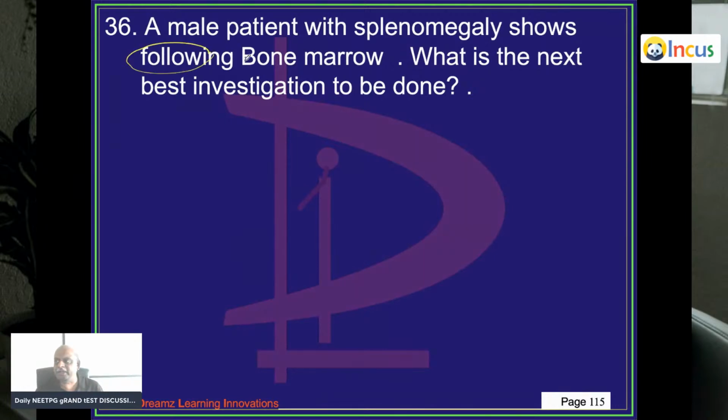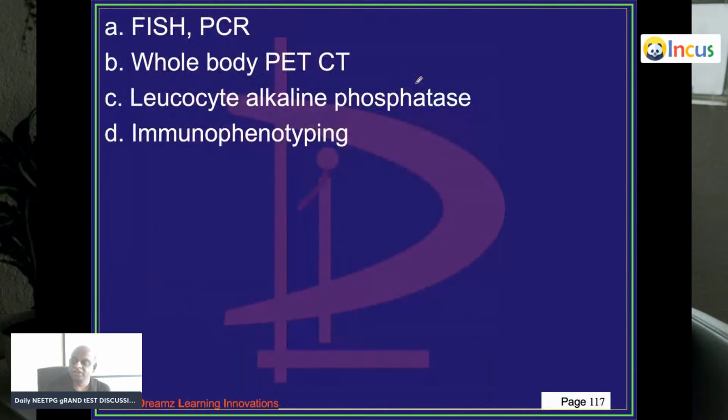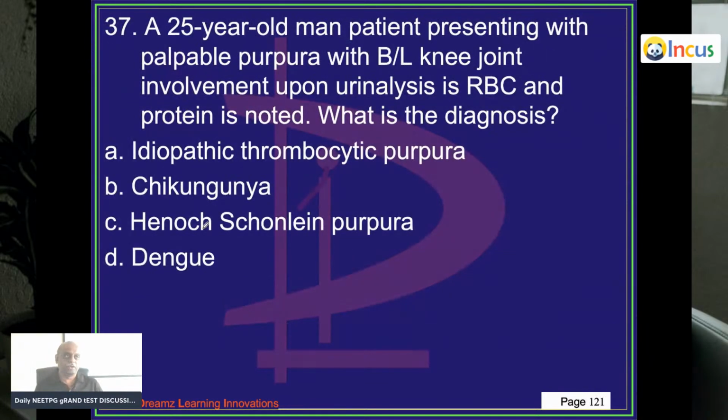Male patient with splenomegaly shows the following bone marrow. So what do you see in bone marrow? Myeloblasts, which is typical of myeloid leukemia. So that's the reason you need to do PCR and FISH. Myeloid hyperplasia is being shown. So CML is mainly a disease of adults. And the first symptom is a dragging sensation in the abdomen because of the splenomegaly.